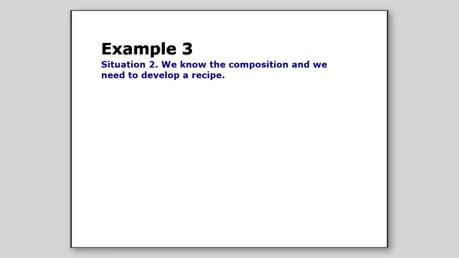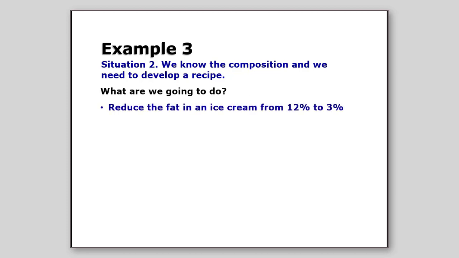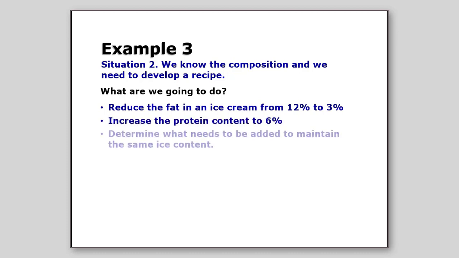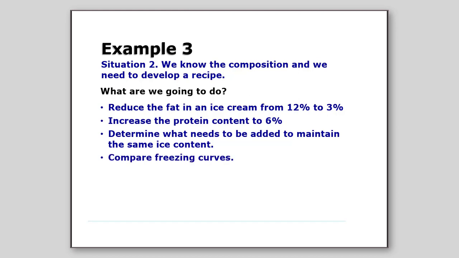In example 3, it'll be a situation where we know the composition and we need to develop a recipe. What are we going to do? We're going to reduce the fat in an ice cream from 12% to 3%. We're going to increase the protein content to 6%. We're going to determine what needs to be added to maintain the same ice content. We're going to compare freezing curves. Well, let's get started on example 3 in TechWizard.